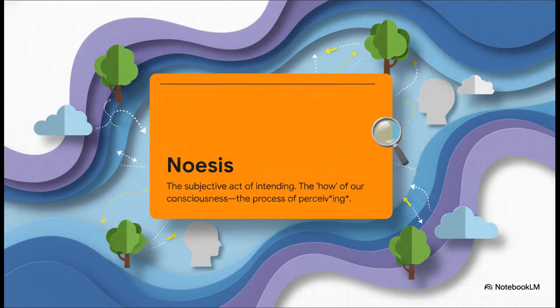Husserl calls this subjective side the noesis. It's the active flowing process of the mind itself. It's not a thing, it's an act. So in our tree example, it's the perceiving of the tree, or the remembering of a tree from your childhood, or the judging that the tree looks healthy. It's the dynamic mental how of the experience.